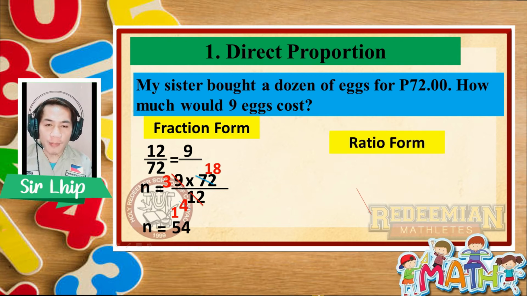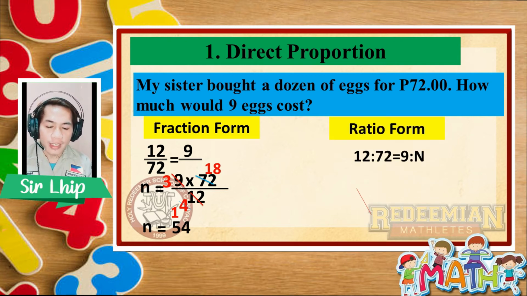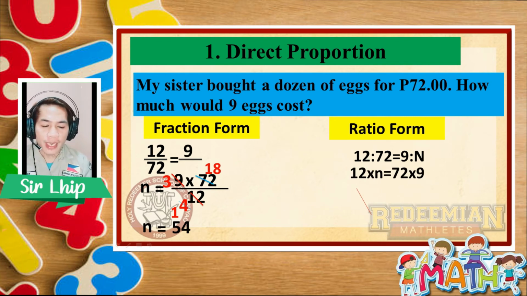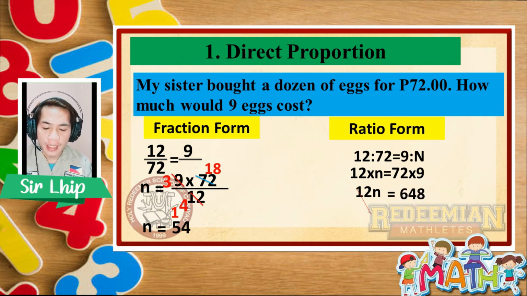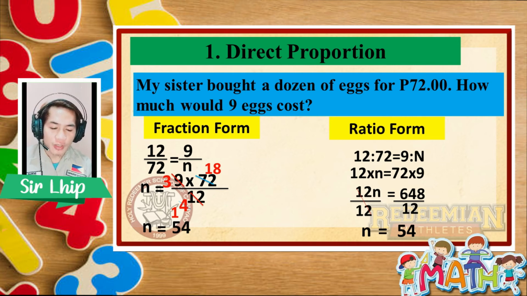Ratio form: 12 is to 72 equals 9 is to n. 12 times n equals 72 times 9. 12 times n equals 12n. 72 times 9 equals 648. Divide both by 12 to get the value of n. 12n divided by 12 equals n. 648 divided by 12 equals 54. So n is 54, the same answer. A dozen eggs cost 72 pesos and 9 eggs cost 54 pesos.